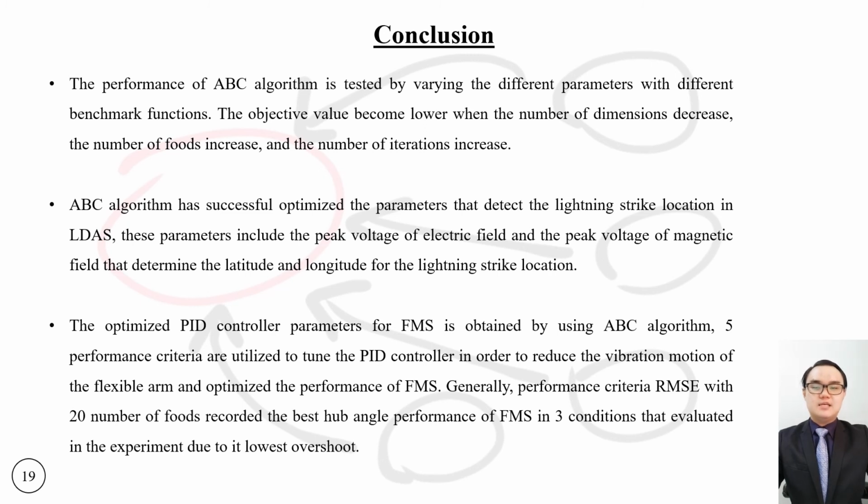5 performance criteria are utilized to tune the PID controller in order to reduce the vibration motion of the flexible arm and optimize the performance of FMS. Generally, performance criteria RMSE with 20 number of foot recorded the best half angle performance of FMS in 3 conditions evaluated in the experiment due to its lower overshoot.